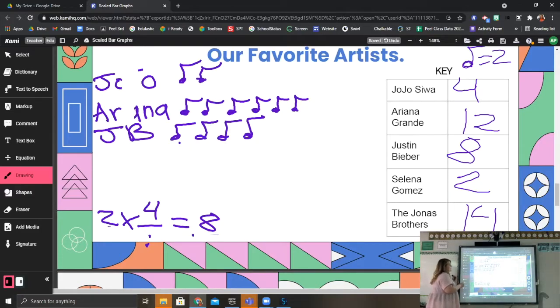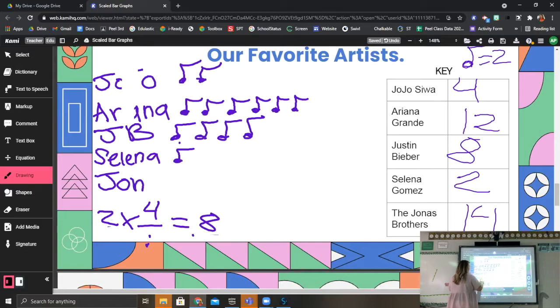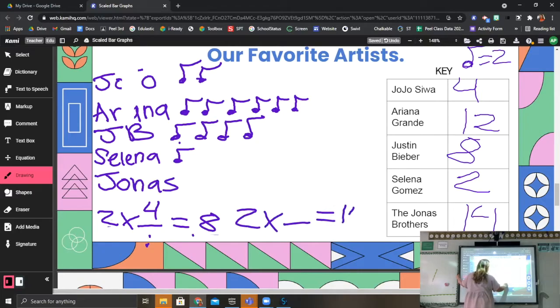Now, we have Selena Gomez. Selena Gomez had 2 people vote for her. So we're only going to need to draw 1 music note because 1 music note represents 2 people. Last but not least, we have the Jonas Brothers. Just going to write Jonas. And 14 people voted for them. So we've got to say 2 times what equals 14? 7. 2 times 7 equals 14. So we're going to need to draw 7 music notes.